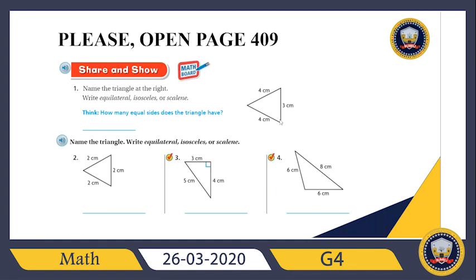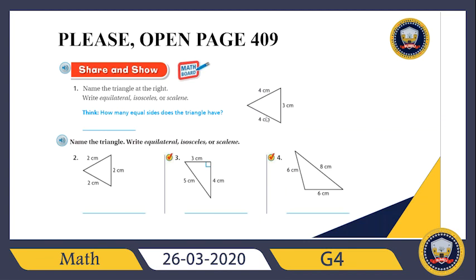Let's check the triangle first. Let's check the lengths of sides. 4 cm, 4 cm, and 3 cm. How many equal sides does a triangle have? 4 cm equal, right? So in this situation, it has 2 equal sides.